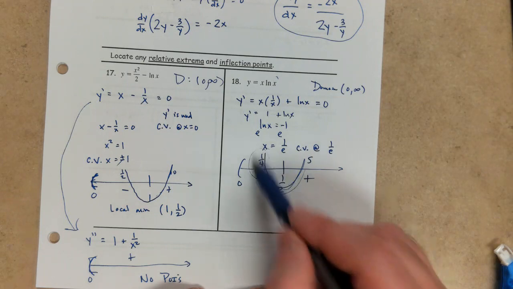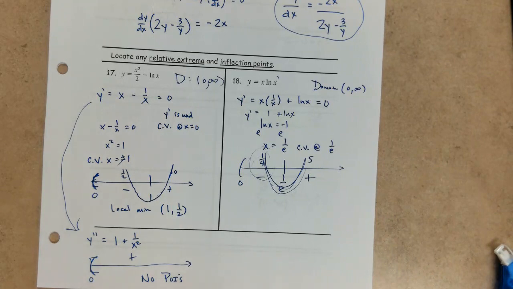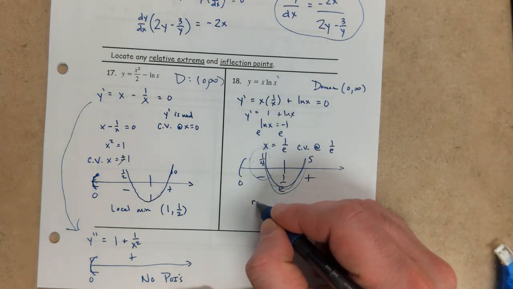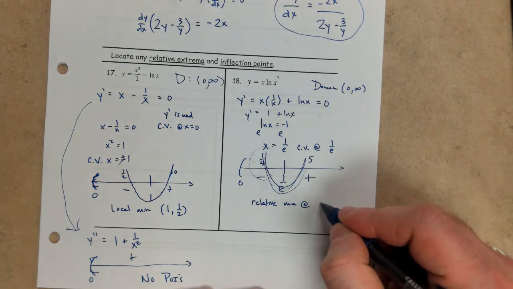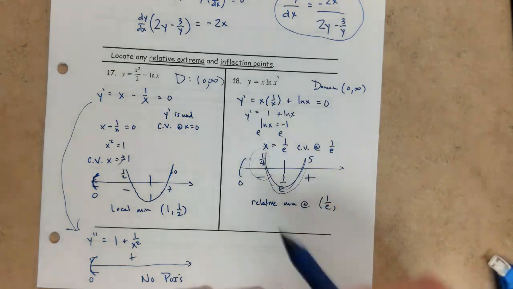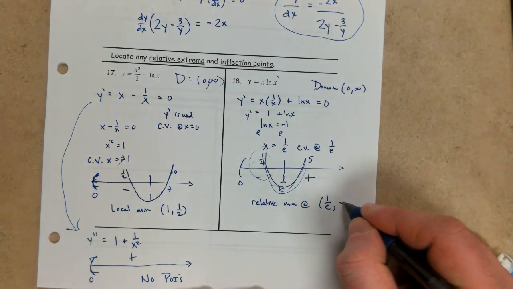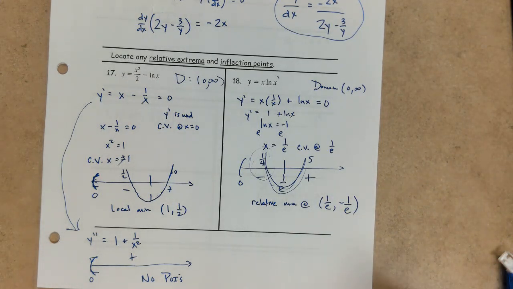If you're trying to interpret that, just plug in 1 plus natural log of a fourth. Let's see what we get. 1 plus natural log of 0.25. I got negative 0.386, so it is a small negative value. So we have a relative min at 1 over e, and then we plug in 1 over e up here, and we should simplify it and get negative 1 over e when we plug it in.